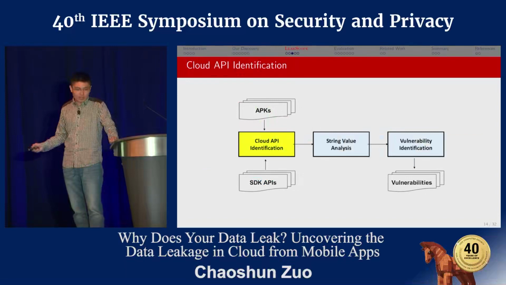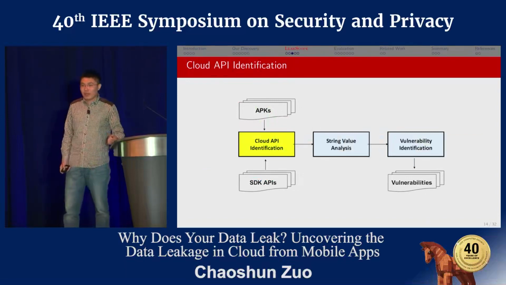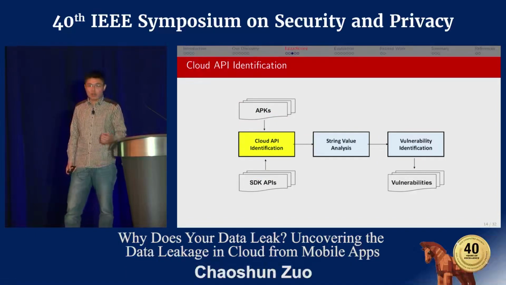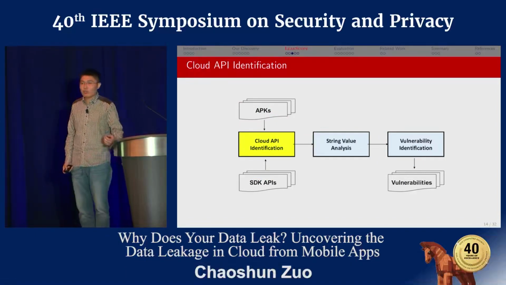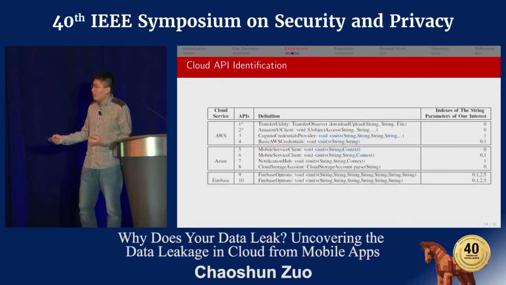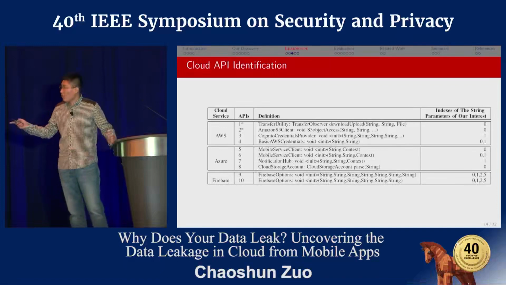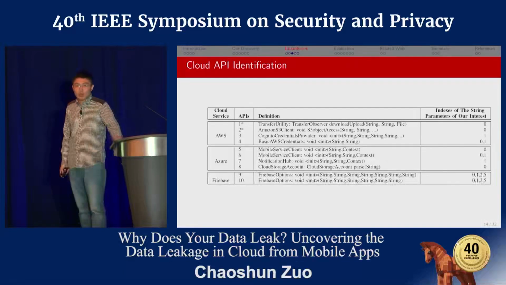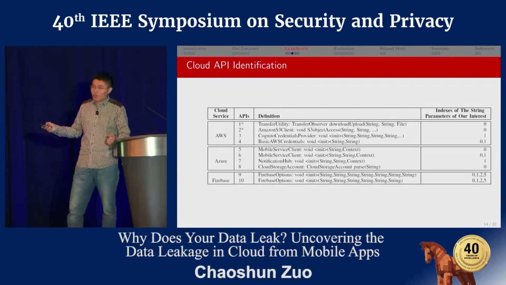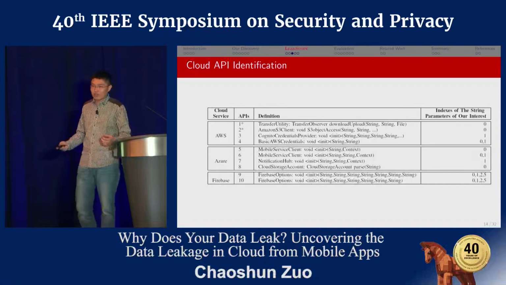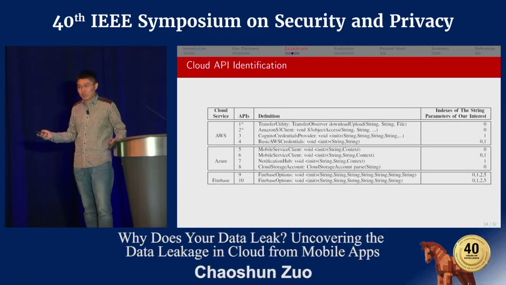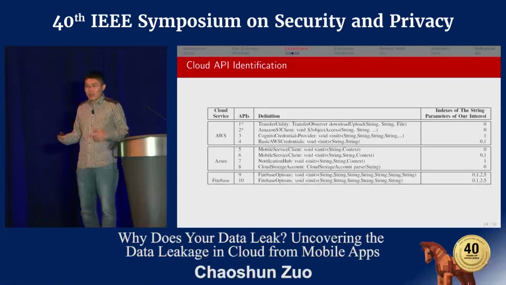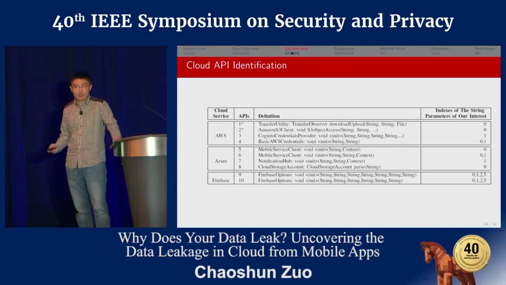First, the cloud API identification. The cloud APIs that take a key as parameter are well documented. We carefully read all the documentation from all the cloud providers and found all those cloud APIs. Each of them takes a key as parameter. And to deal with the obfuscation problem, we have implemented a hash function to generate signatures for those cloud APIs and all the functions in the mobile app, and match those cloud APIs with the functions in the mobile app by comparing their hash values. The algorithm is well explained in the paper. Please take a look if you are interested.